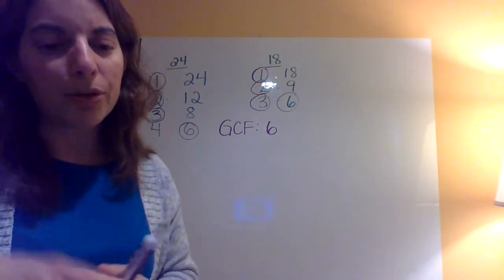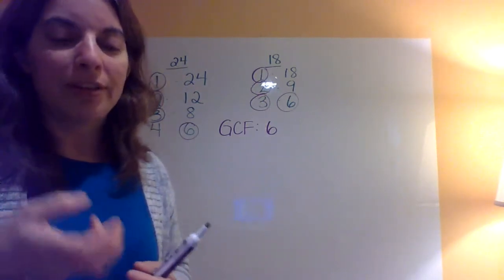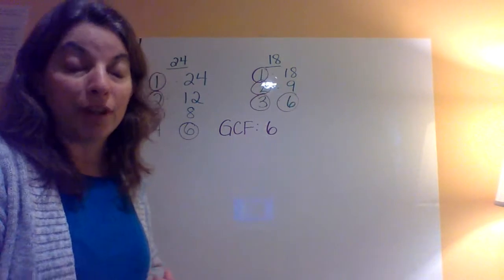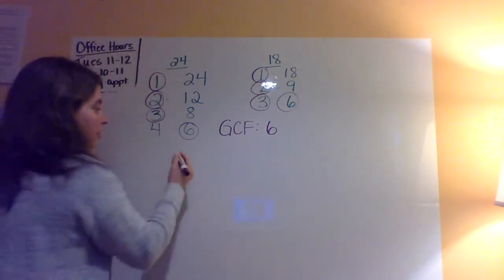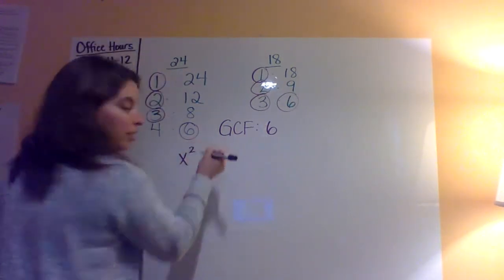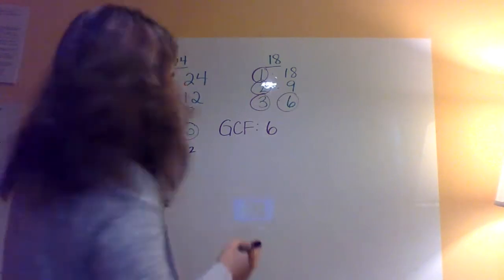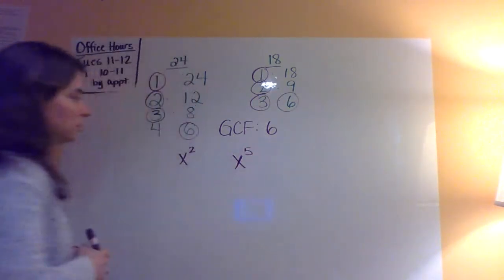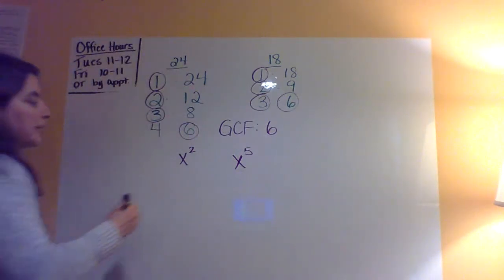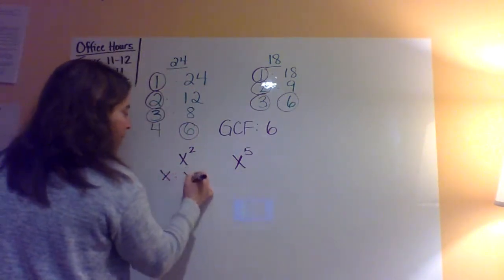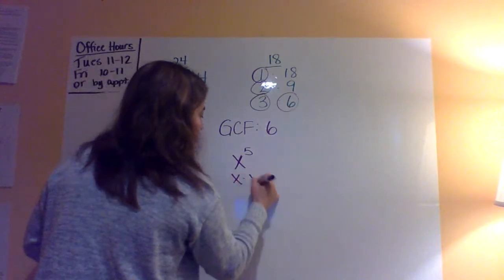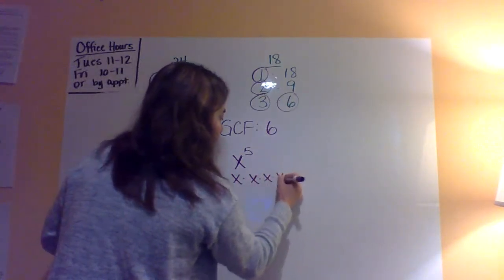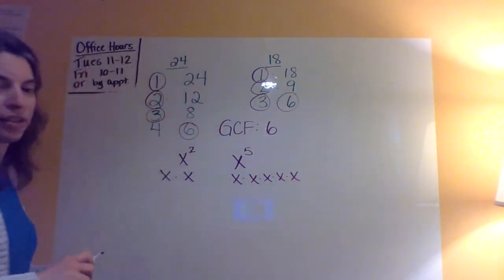If we go down to number 3, we're thinking about the same idea, but with variables. So now I have x squared, and I have x to the 5th. Okay, and so if we think about what those really mean, x squared is 2 x's being multiplied, and x to the 5th is 5 x's being multiplied.